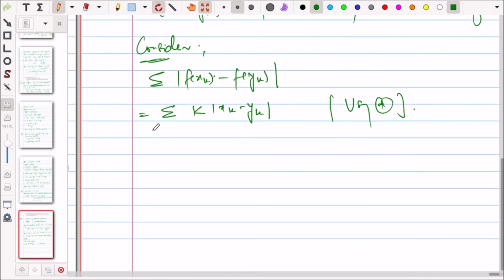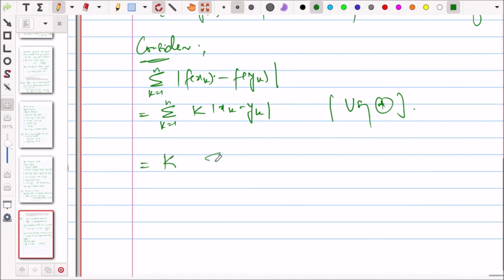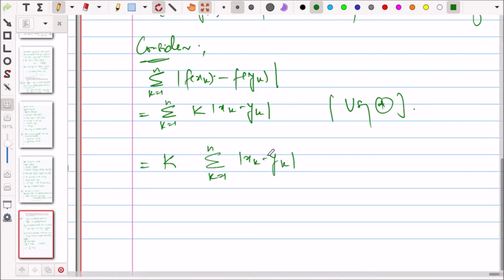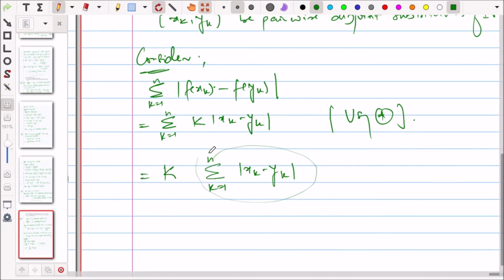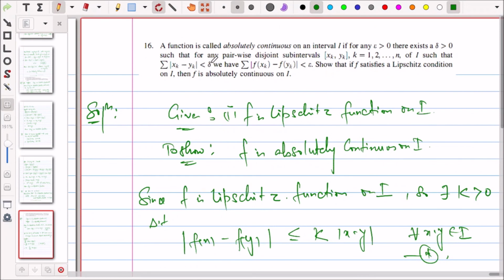Now we can take this k outside and this sum is from k equal to 1 to n. So this is equal to k times the summation, k equal to 1 to n, of |x_k - y_k|. So now I have to replace the sum of |x_k - y_k| by something less than delta such that this becomes less than epsilon. I want this to be less than epsilon, so what delta should we choose? We can choose delta equal to epsilon by k.